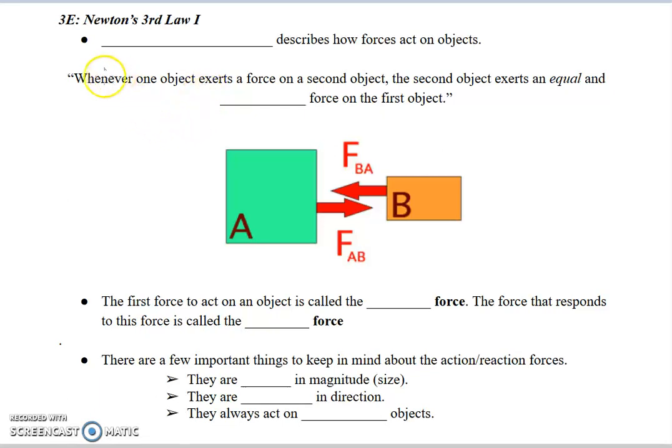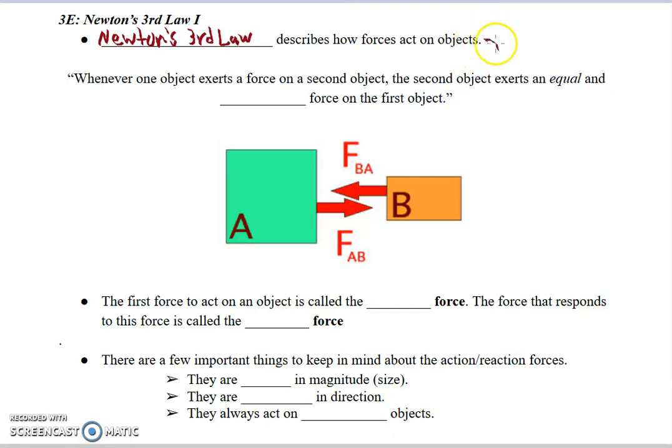Okay, we'll get started. In this section, we're going to be going through 3E and 3F. So that's going to be Newton's third law. So we'll get started with the first section. So Newton's third law, not to be confused with the second. So it describes how forces act on objects.